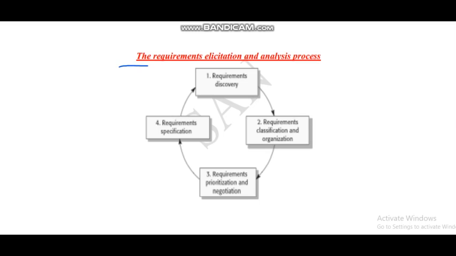This process is also asked in examination of software engineering for BCA students as well as for engineering students and diploma students for 5 to 10 marks. So in this requirement elicitation and analysis process, we need to follow a cycle. This cycle consists of 4 phases as per the diagram.